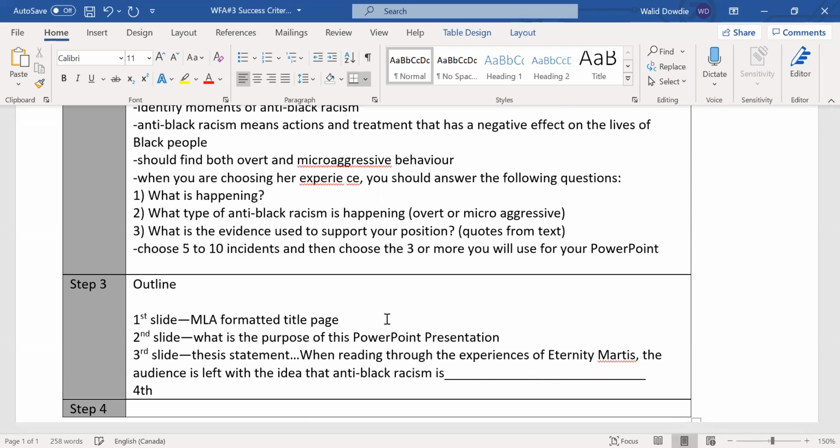Fourth slide is, and I'm just going to do this pretty quickly and I'll add the details in later, your second strongest proof of anti-Black racism.